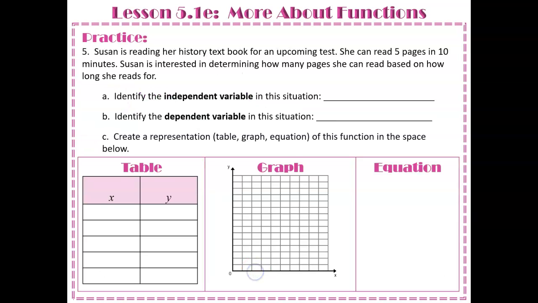So the next one says Susan is reading her history textbook for an upcoming test. She can read 5 pages in 10 minutes. Susan is interested in determining how many pages she can read based on how long she reads for. So we have 2 variables here. We have time and number of pages. So what's independent? And I told you that most of the time, time is independent, and the number of pages she reads depends on that time.